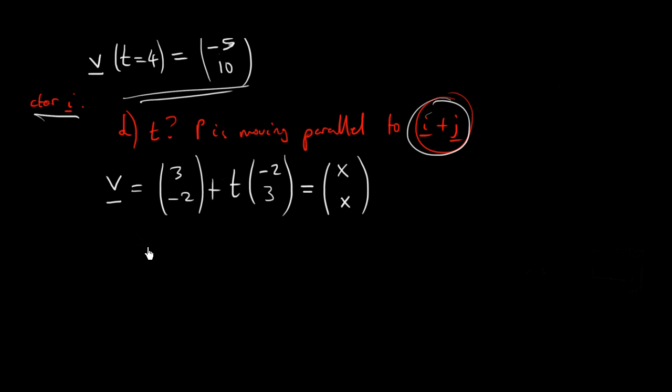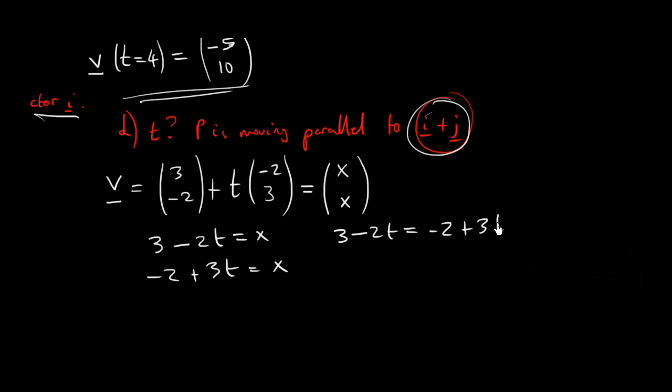So the first equation says that 3 minus 2t is equal to x. The second equation says that minus 2 plus 3t is equal to x. They're both equal, so that means that 3 minus 2t is equal to minus 2 plus 3t, by combining them both together. And so 3 minus 2, the minus 2 goes to the other side as a plus 2. I have 5 here, and minus 2t goes to the other side, I get 5t. So in other words, t is equal to 1 second.